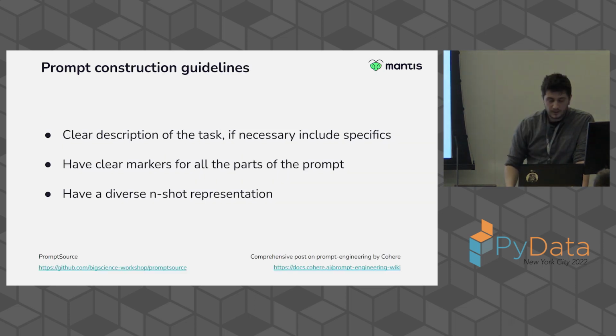A couple of prompt construction guidelines. Make sure the description of the task is pretty clear and don't use any fancy words as much as possible. If necessary, include specifics, but gradually while testing. Very important to have clear markers for all the parts of the prompt, right? So make sure to separate the task description from the input and so on. Usually that only means some new lines, but in other cases, you can get more creative with new line plus some vertical bars and so on, just to format a bit to let the model know, hey, this is something you'll see over and over again. This is a clear separation of things.